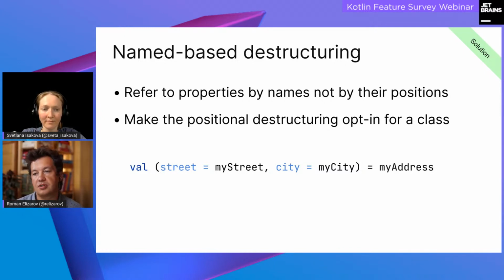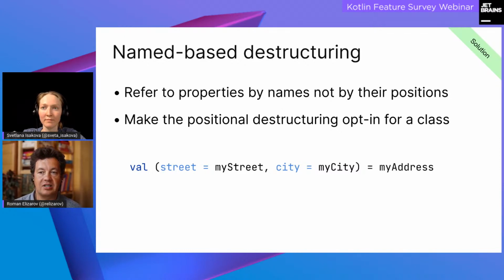And with name destructuring syntax, since you'll be specifying it by name, you will be immune to the problem that adding properties later breaks something. And this syntax actually opens the road for us to make positional destructuring for classes opt-in. Because right now, whenever you make a data class, we automatically support positional destructuring for it.